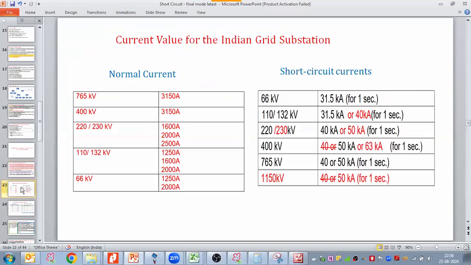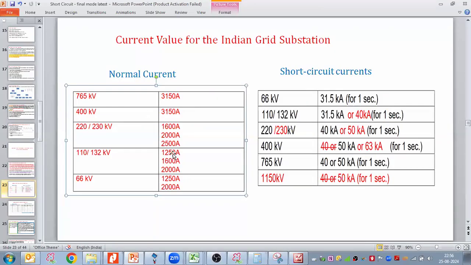First I took the Indian grid specifications, grid regulations. When we do grid substations in India, what normal current and what short circuit current do we take? Why are they defining the normal current? Because they are taking into account future load growth after 40 years. What could be the growth? From the same switchgear and same equipment, they are going to transmit the power.